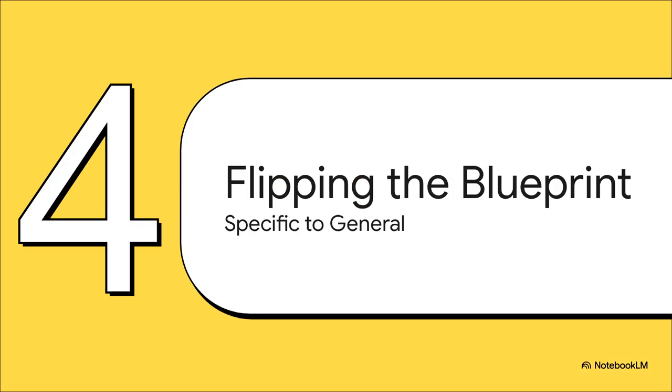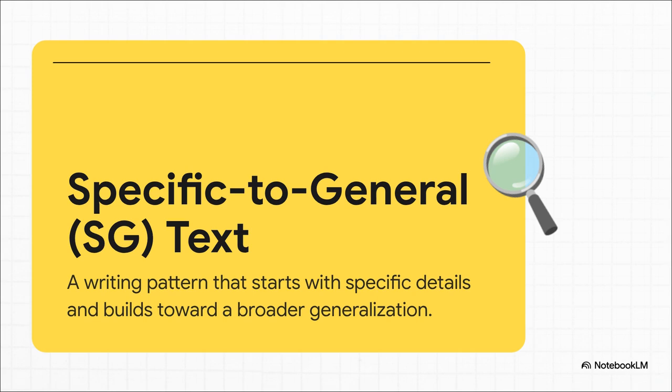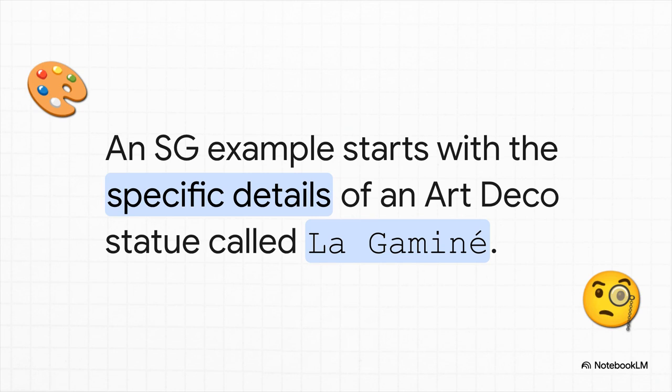All right, so once you get the hang of the general to specific pattern, you can try a really cool advanced move. You can literally flip the blueprint on its head. This is what we call the specific to general, or SG pattern. So instead of starting broad, this structure hooks the reader right away with fascinating little details. It creates this awesome sense of mystery or discovery before you finally reveal the big picture. So let's see how this works.